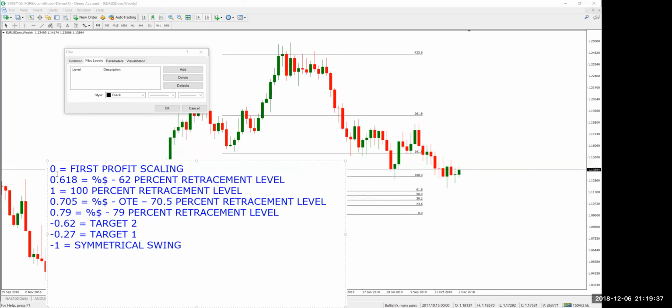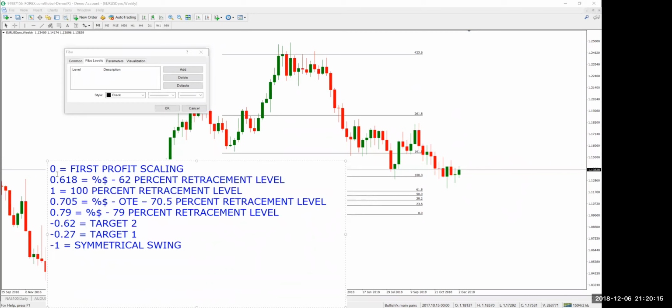And then we've got the 0.705 level, which is our optimum trade entry. This is where we open the trades. Once price has retraced 70.5% of the swing point that we are targeting, then we can open the trade from that level. If it's a bullish swing that we are trading on, and that bullish swing has retraced 70% to the downside, then we enter a long position from the 70.5% level.